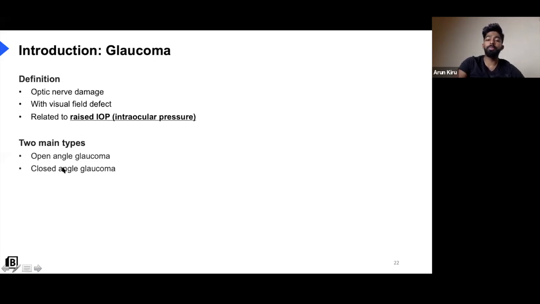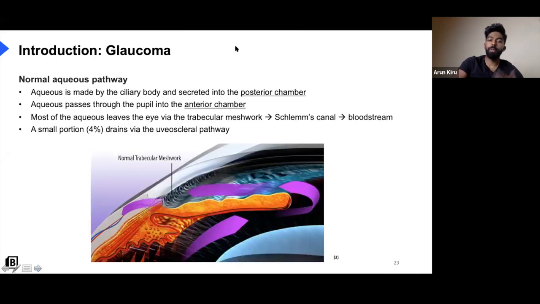So there's two main types of glaucoma, open angle and closed angle glaucoma. Let's talk about the pathogenesis, first of what normal is. So normal aqueous pathway, as I said before, the aqueous is made in the ciliary body. It's secreted in the posterior chamber. It passes through the pupil, we covered this before, into the anterior chamber, and then basically drains through this drainage pathway that you don't need to know about, but it drains through here.